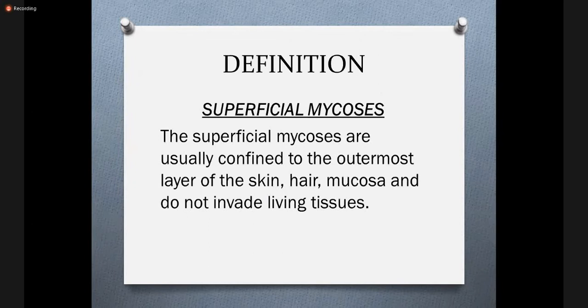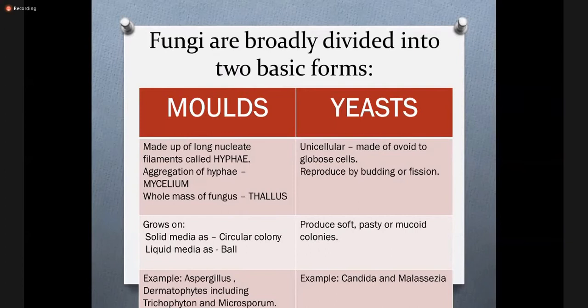tissues. Okay, fungi are broadly divided into two basic forms, mold and yeast. Molds are usually dermatophytic infection, while yeasts are the candidial infection. Molds are made up of long nucleated filaments called hyphae. The aggregation of hyphae is known as mycelium, and the whole mass of fungus is known as thallus.